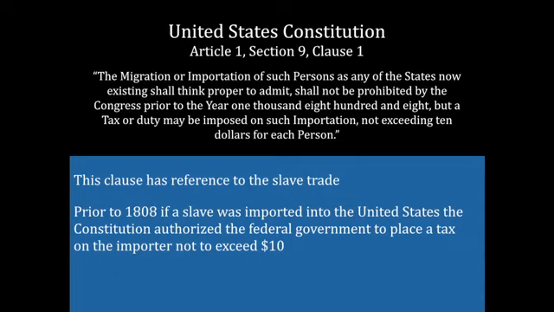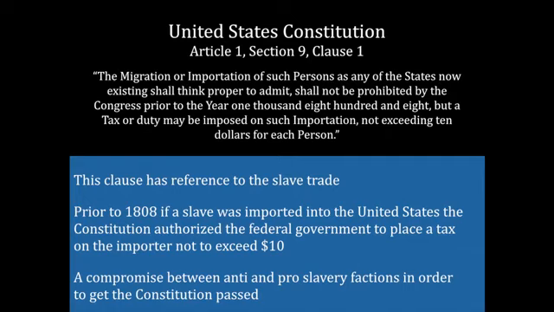Prior to 1808, if a slave was imported into the United States, the Constitution authorized the federal government to place a tax on the importer not to exceed $10. Constitutional scholars see this clause as a compromise between anti- and pro-slavery factions in order to get the Constitution passed. However, in order for this clause to make sense, the meaning of the $10 identified as the tax had to have a known fixed value.